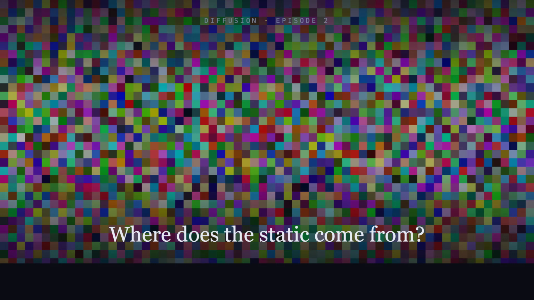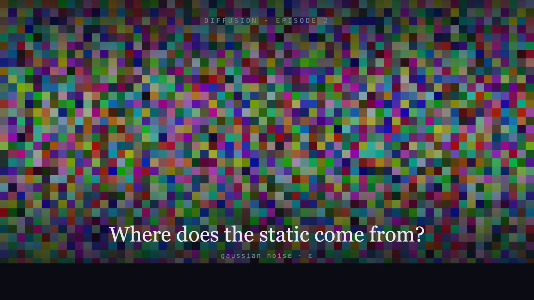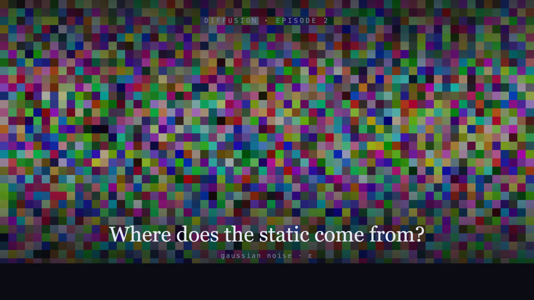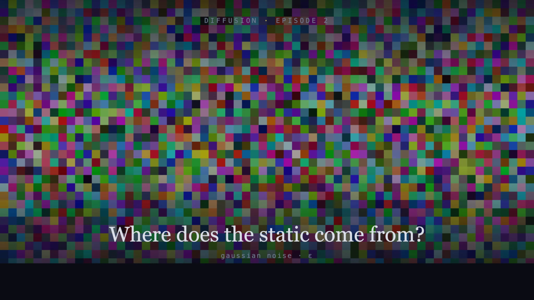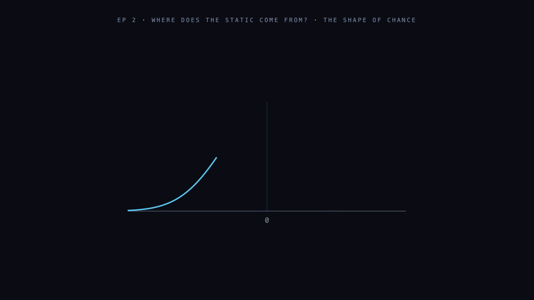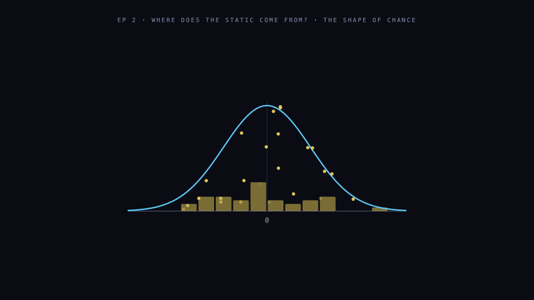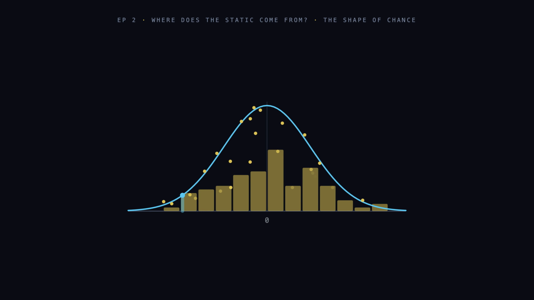The colored static in this video isn't made by choosing arbitrary values. The values are sampled from a probability distribution called the normal distribution or the Gaussian distribution. This bell-shaped curve shows which values are more likely. Values near zero are common, so they appear near the tall center of the curve. Large positive or negative values are possible, but they are less common, so they appear in the lower tails.